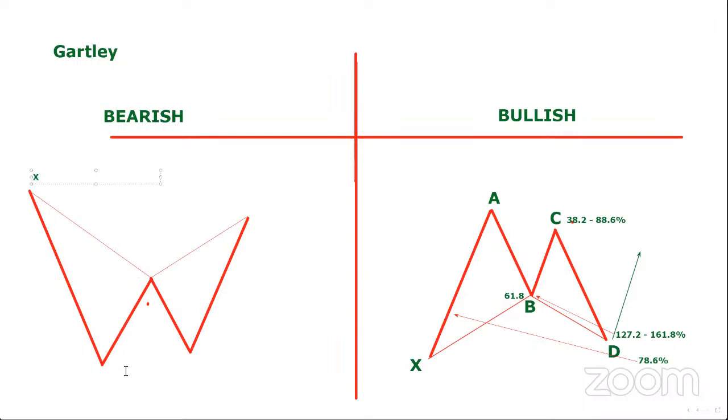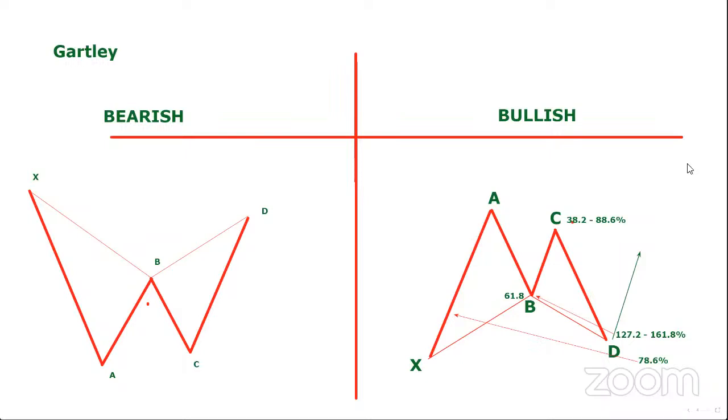So here we have X, A, B, C, and finally D. The same ratios could be used: 61.8, 38.2, 88.6, 127.2, 161.8, and 78.6 from XA. Okay. As easy as this. This is for the Gartley.